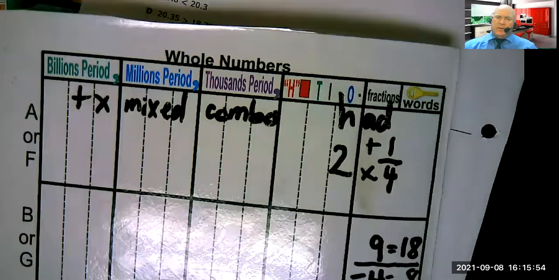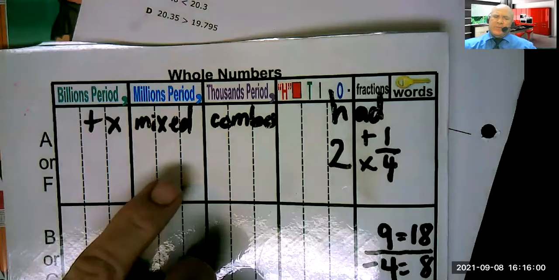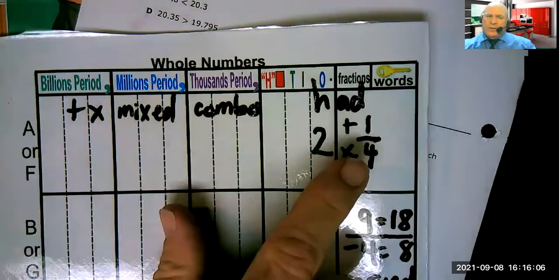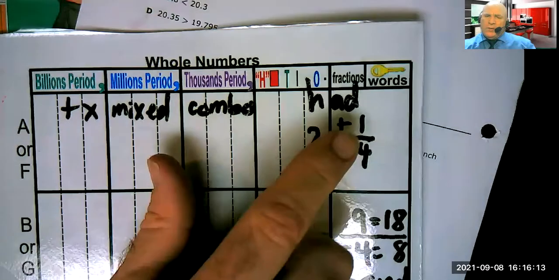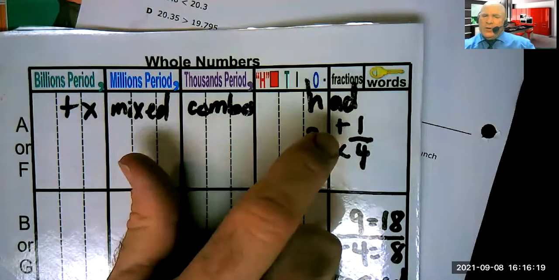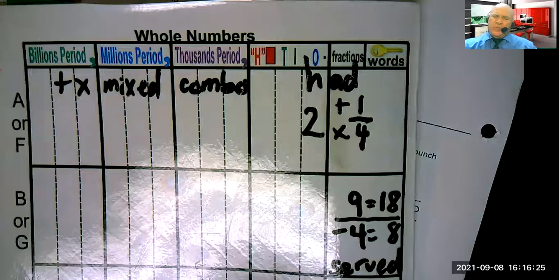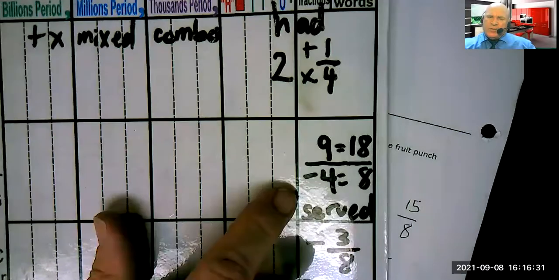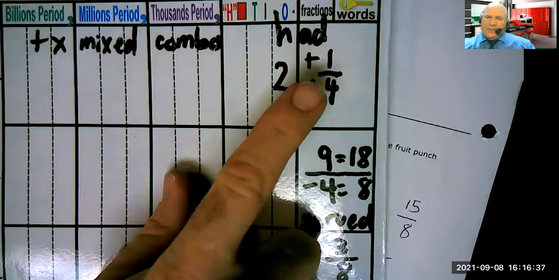This is laminated, so I'm using a dry erase marker this time, and we called it the Texas mixed combo. The TX for addition and multiplication, and it said that they had something. That's what they started out with. 2 is our whole number, fraction is 1/4, so 2 and 1/4 of a gallon. And we serve 3/8, but we want to remember, once we've done our multiplication, 2 times 4 is 8, plus 1 is 9/4.